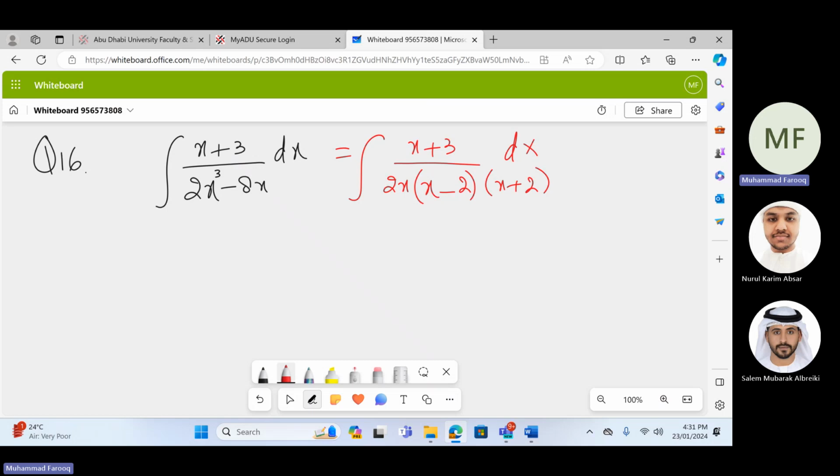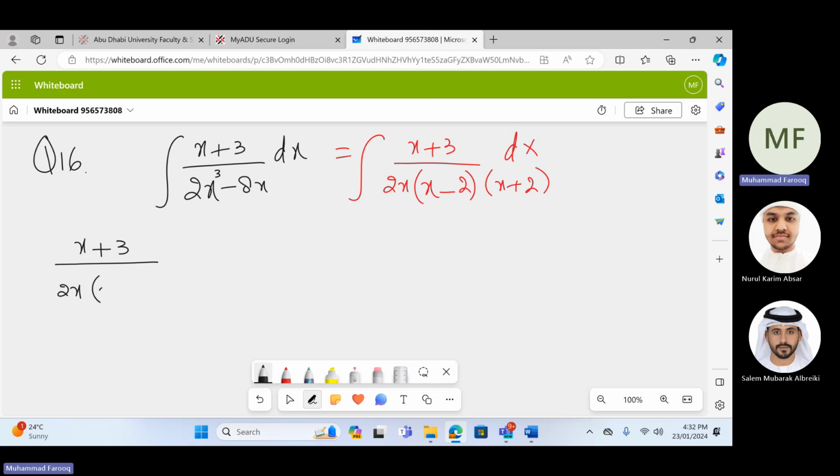Before you solve, you need to fully work. The denominator should be fully factorized. Now, next we have to write the decomposition. Please forget about integration, because integration will be at the end. So just write only without integration the numerator, which is x plus 3, divided by 2x.